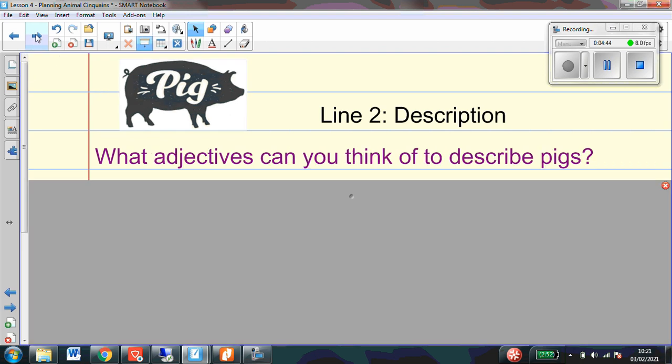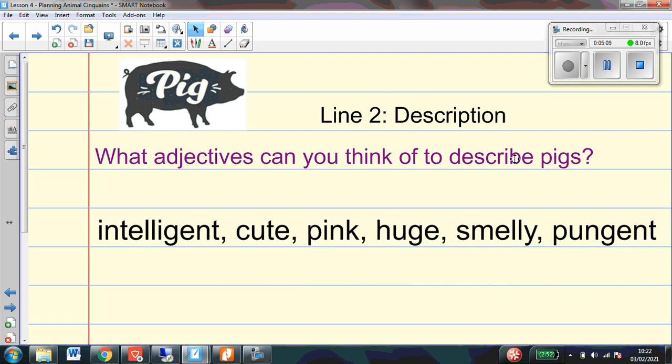On to line 2. This is where I want my adjectives to describe the pigs. Now, hopefully after watching that video, you might have some adjectives as well. You might have some different adjectives than I do because I'm a bit biased towards pigs. I think they're very cute, and very friendly and cuddly. So my adjectives might be a little bit different to yours. I have thought of the adjectives intelligent, cute, pink, huge, smelly, and pungent.